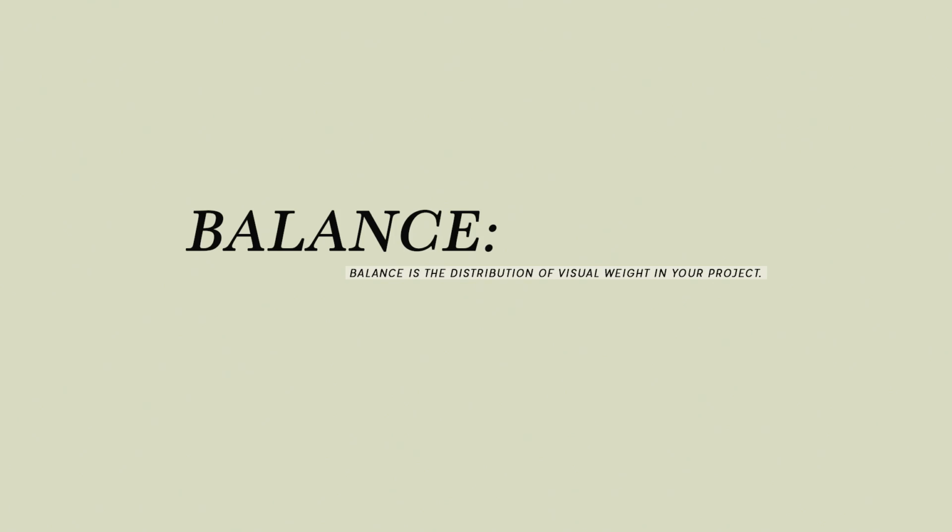Okay, and the last element of design that I'm going to talk about in this video is balance. Balance is just the distribution of visual weight in your project. So making sure that shapes are balanced, textures, colors. You just don't want too many similar things grouped together. For example, I have a lot of plants on this shelf because I'm obsessed, but I make sure not to put two of them right next to each other because that would throw off the balance.